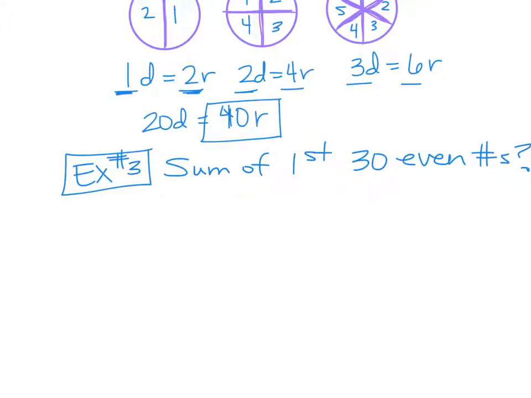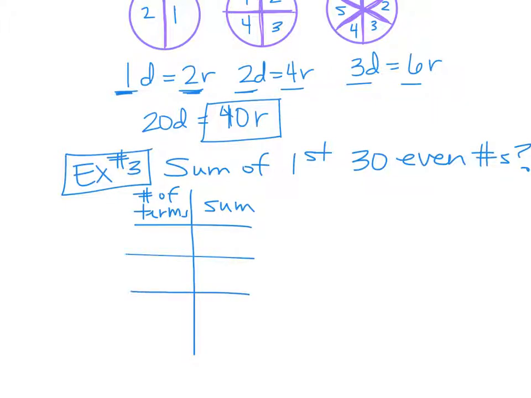Now, this one, it would be in your best interest to make a chart just to compare, because the more data you have, the better. So we're going to list the number of terms, how many even numbers we have, and their sum, and we're going to do a few of these. If I have one even number, what's the sum? It's not technically a sum. It's 2, right? Your first even number is 2.